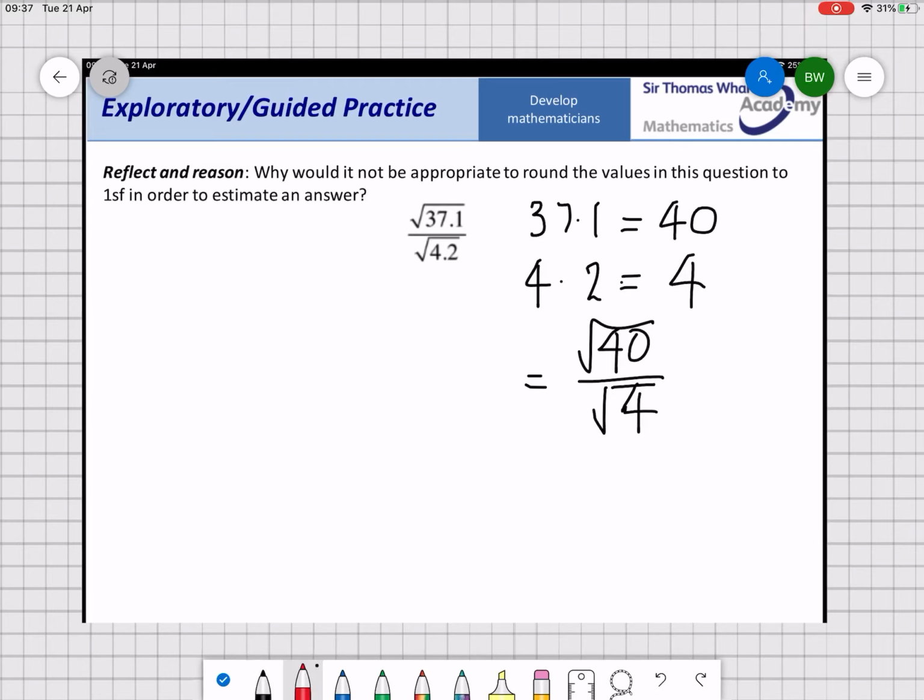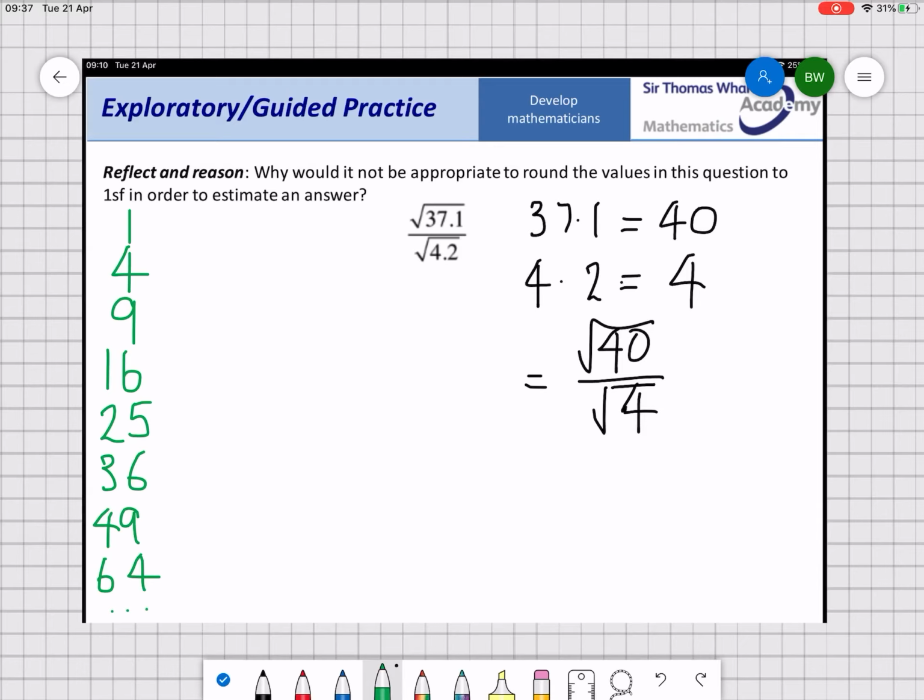So when we've got questions like this, where we're trying to do estimates using roots, I would write out my square numbers first, because they're both square roots. So 1 times 1 is 1, 2 is a 4, 3 is a 9, 4 is a 16, and so on. Okay, so it's important that you know those. And what we're looking for here is actually the closest square number. So one significant figure would be too difficult for us because we couldn't do the square root of 40.